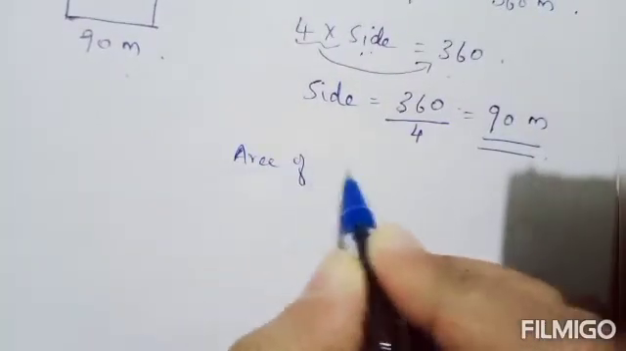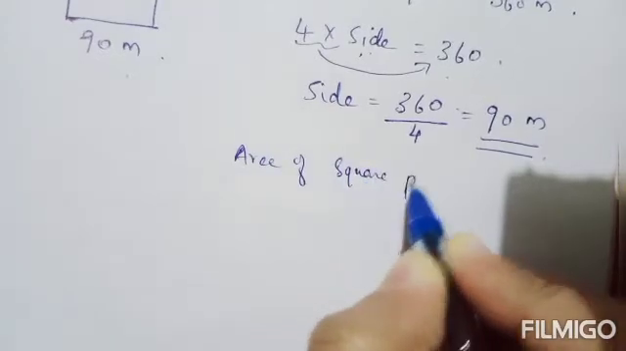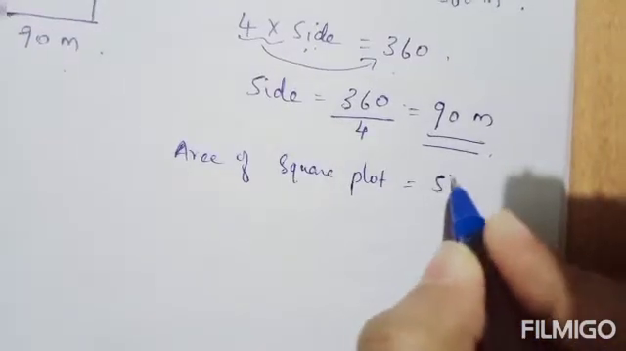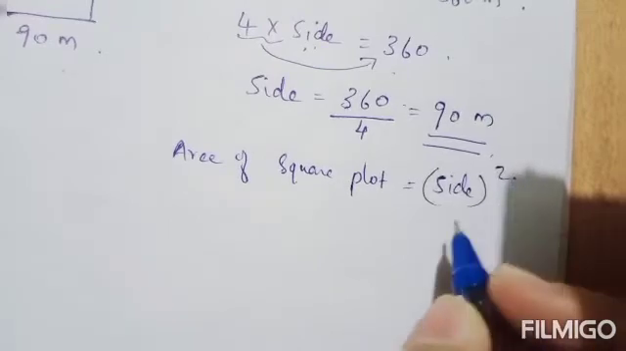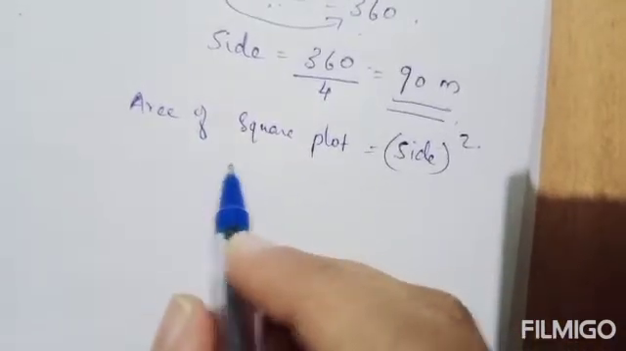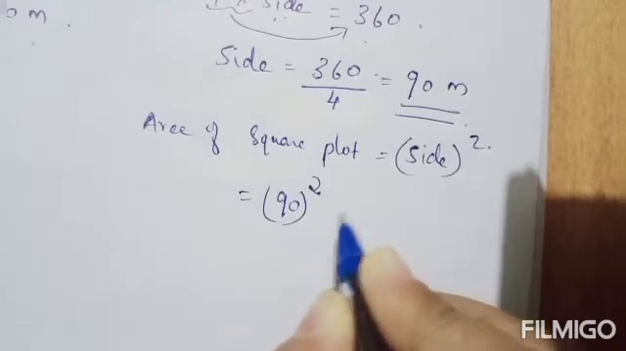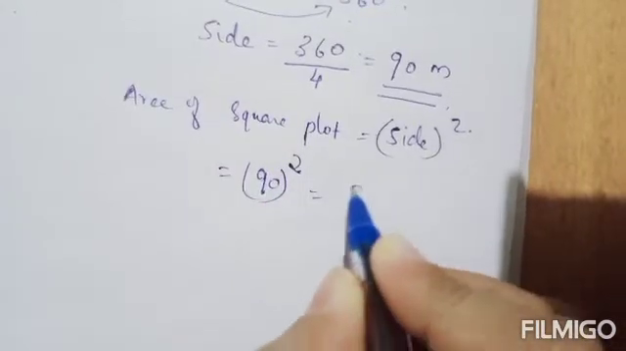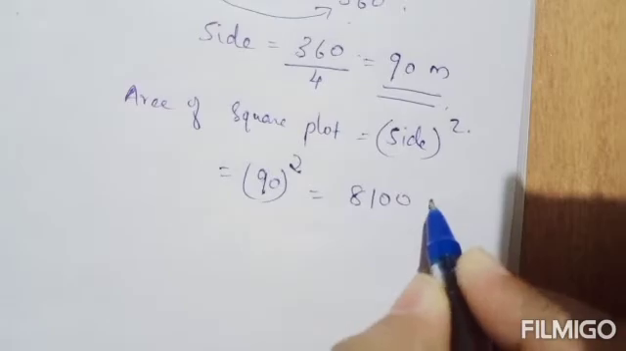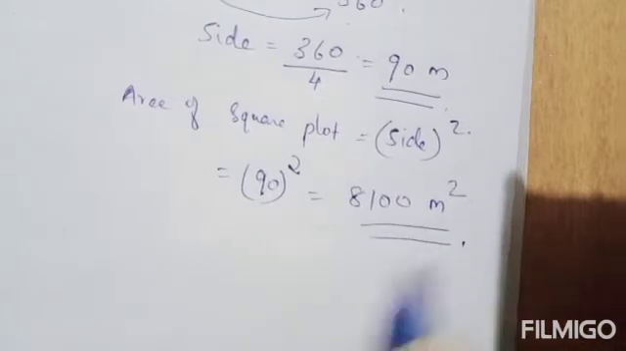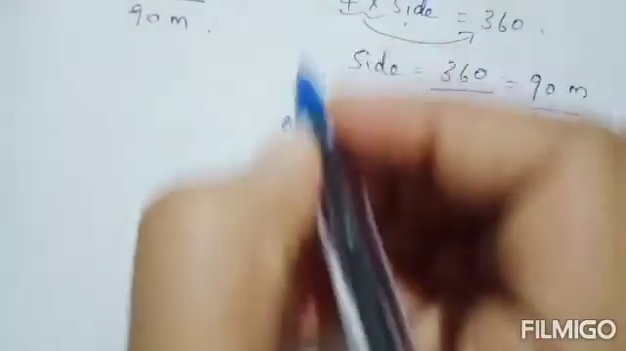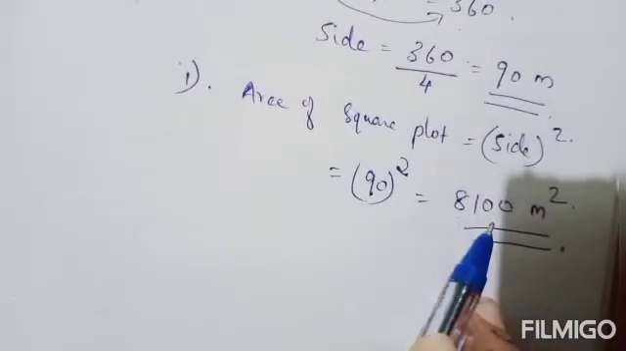Now you can find the area of the square plot. The formula for finding the area of a square is side square. Okay, if we know the side, we can find the area. So side square, and the side we found is 90 meter. So that is 90 square. Okay, 90 square is 8100 meter square. Okay, this is the first question's answer. Area of square plot equal to 8100 meter square.